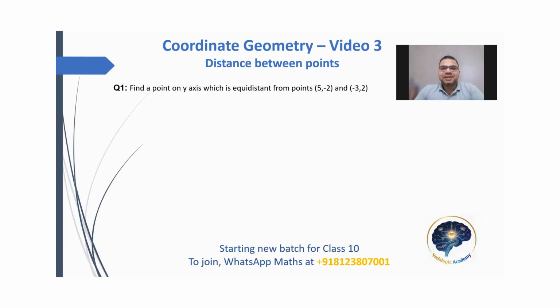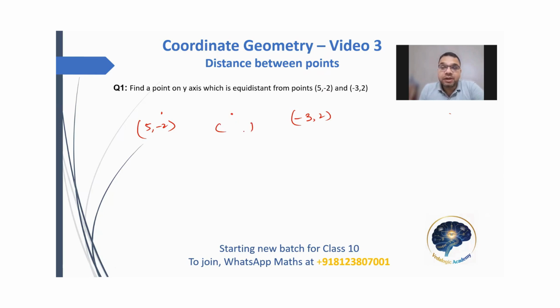Hello all. So let's do a few questions today based upon the distance formula that we have learned in coordinate geometry. So the first question that we are able to see on the screen is: find a point on y-axis which is equidistant from two points, 5 comma minus 2, and another point, minus 3 comma 2.